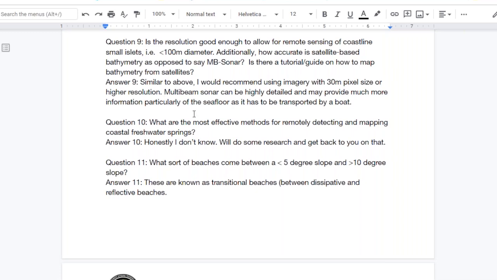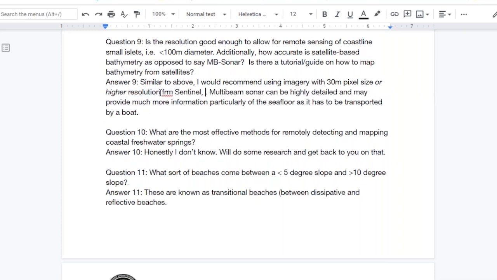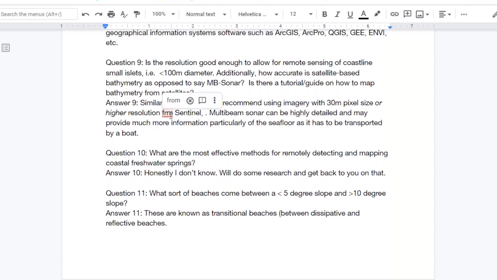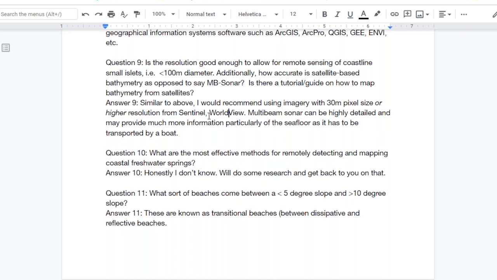And this is kind of similar to the question that I just answered above. In this case, it's less than 100 meters, so I would definitely recommend something higher than even 30 meters pixel size, maybe Sentinel data or commercial data such as WorldView and others. With WorldView, you have the advantage that it has been out there for a while, so for at least a decade or so, you can do some shoreline change analysis.